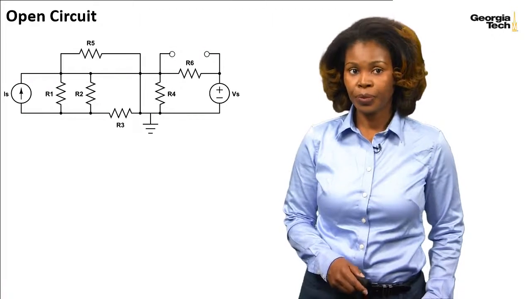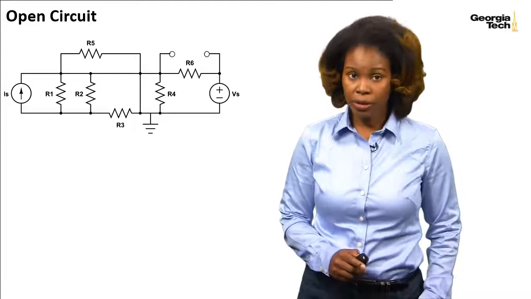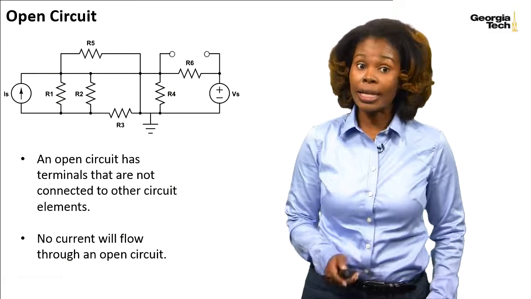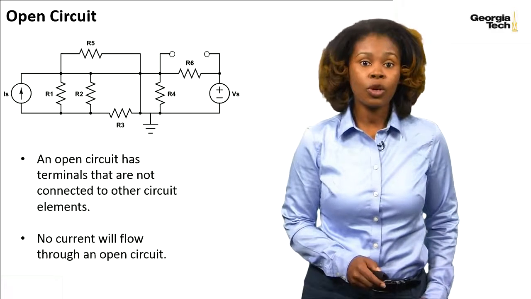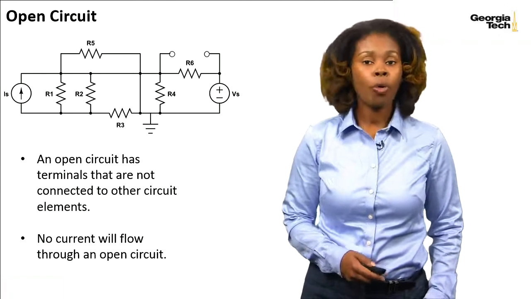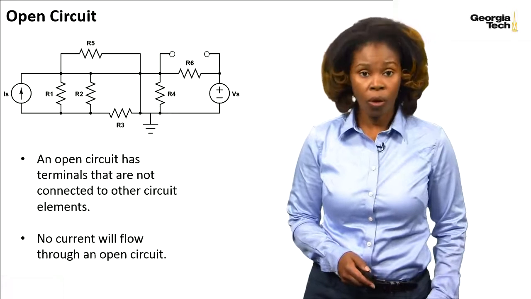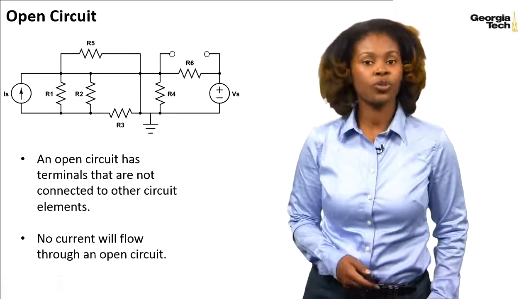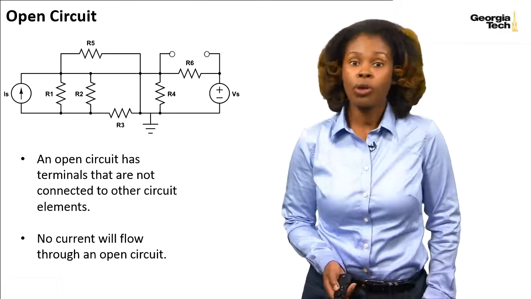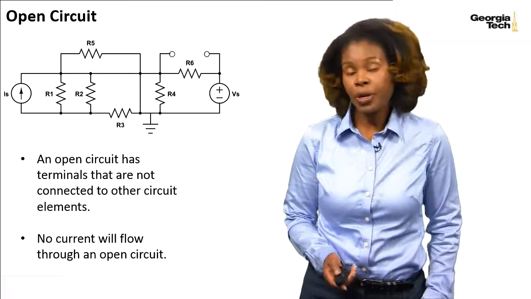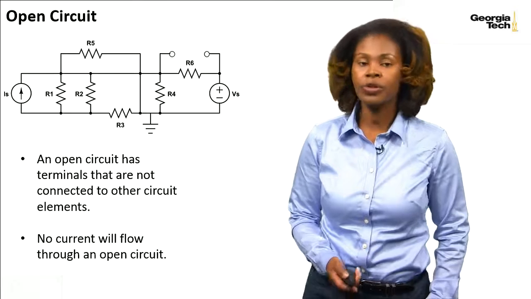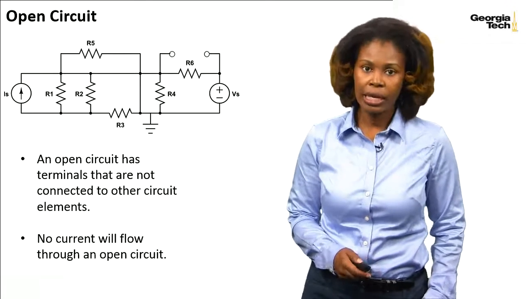The opposite of a short is an open circuit. Opens are also very important to recognize, whether you've introduced them intentionally or unintentionally. An open circuit has terminals that are not connected to any other circuit element. And opens are important because no current will flow through an open circuit. If you introduce an open circuit intentionally, then perhaps you could use it to measure the voltage drop across an element because no current is going to be flowing through it. You can measure a voltage drop. But if you introduce an open circuit unintentionally, again, your circuit is not going to behave as you intended it.